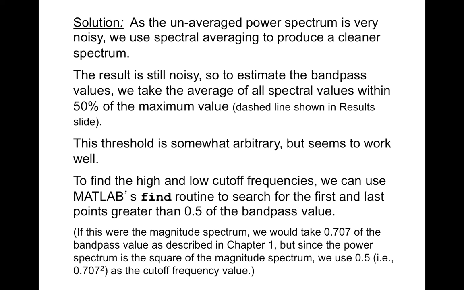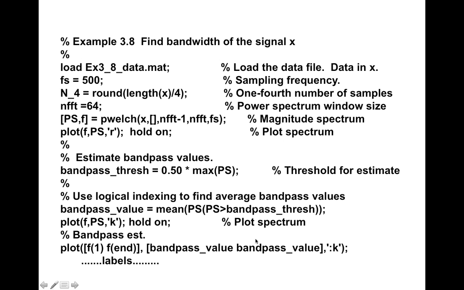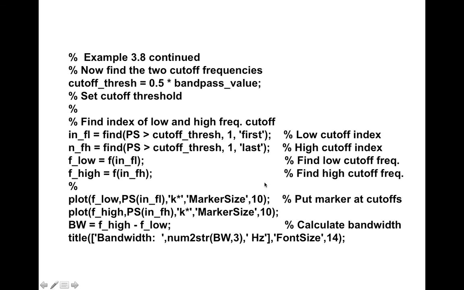To find the high and low cutoff frequencies, you can use MATLAB's find routine to search for the beginning and ending points that are greater than 0.5 of the bandpass value. Remember, this is a power spectrum, so we're using 0.5 instead of 0.707, which we would use if it were simply a magnitude spectrum. So here the Welch spectrum is taken, the bandpass values are determined, and the bandpass characteristic is plotted.